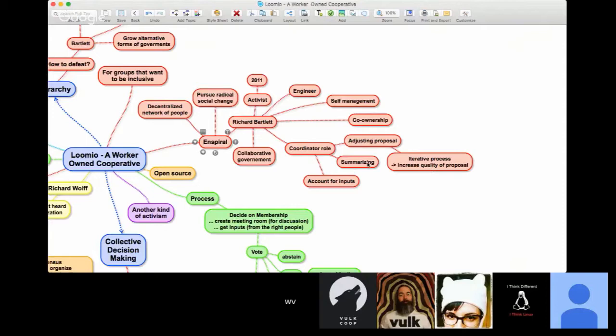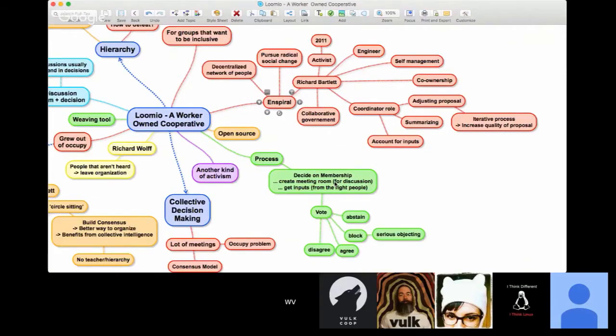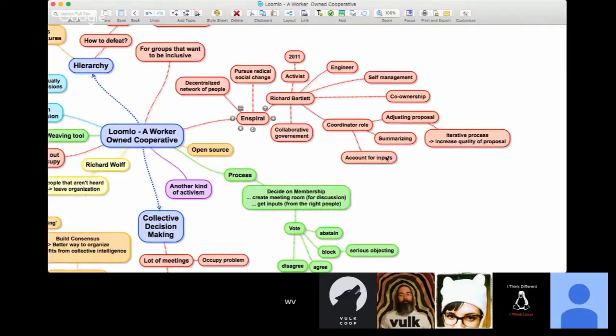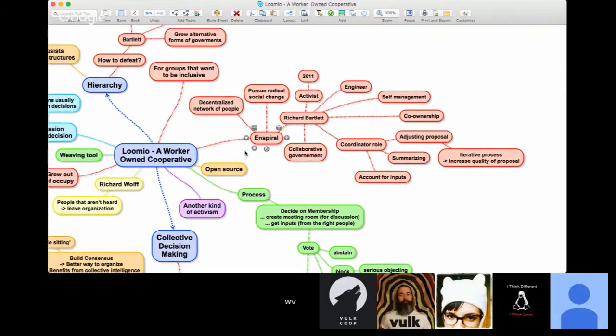So it's a summarizing role, and I talk about inputs over here on the bottom left-hand side, but he accounts for inputs, saying there might be people who are experts in certain fields, the right people, as he called them, maybe giving them a little bit more weight. So this is an interesting role. Do you guys have anything to add to this so far?